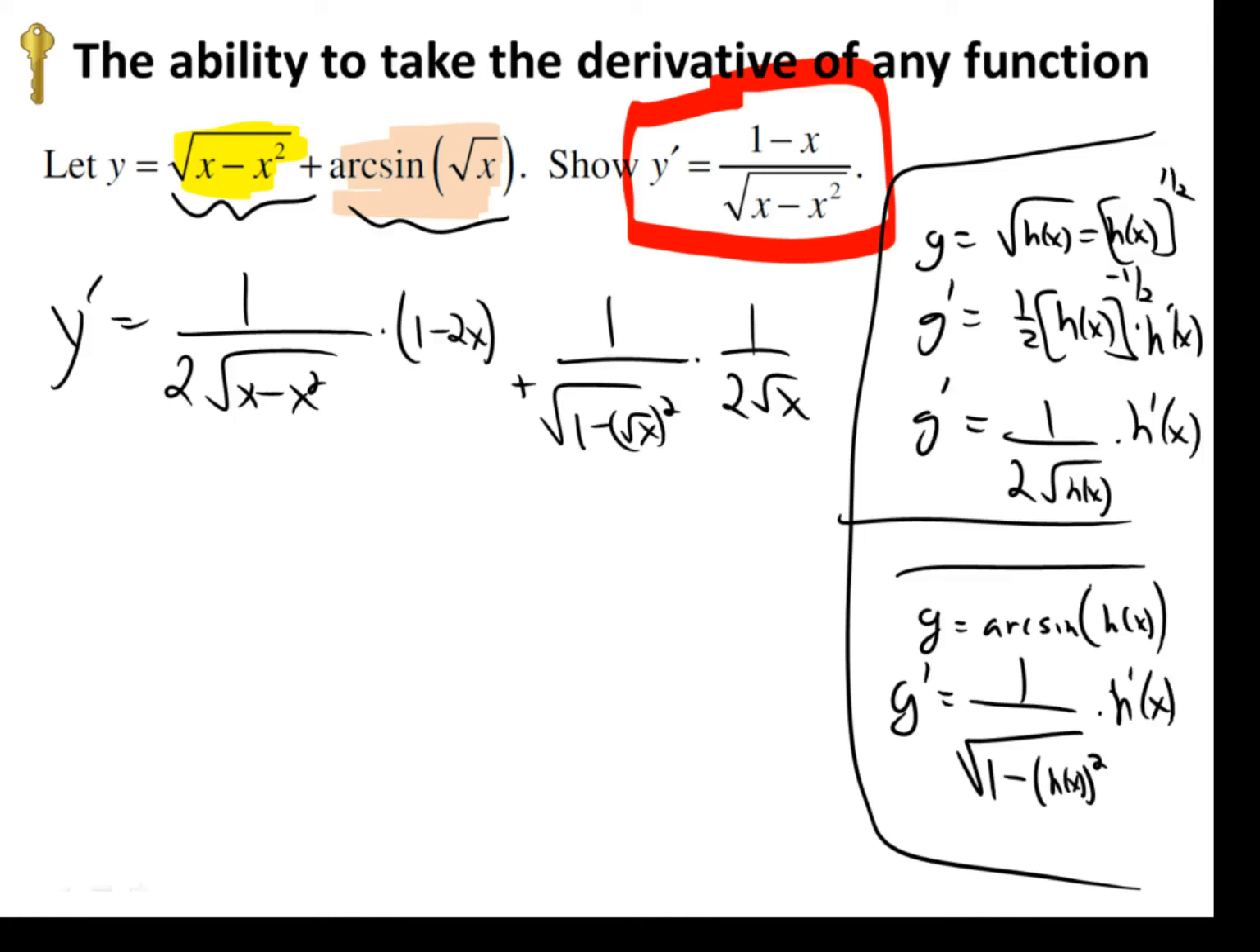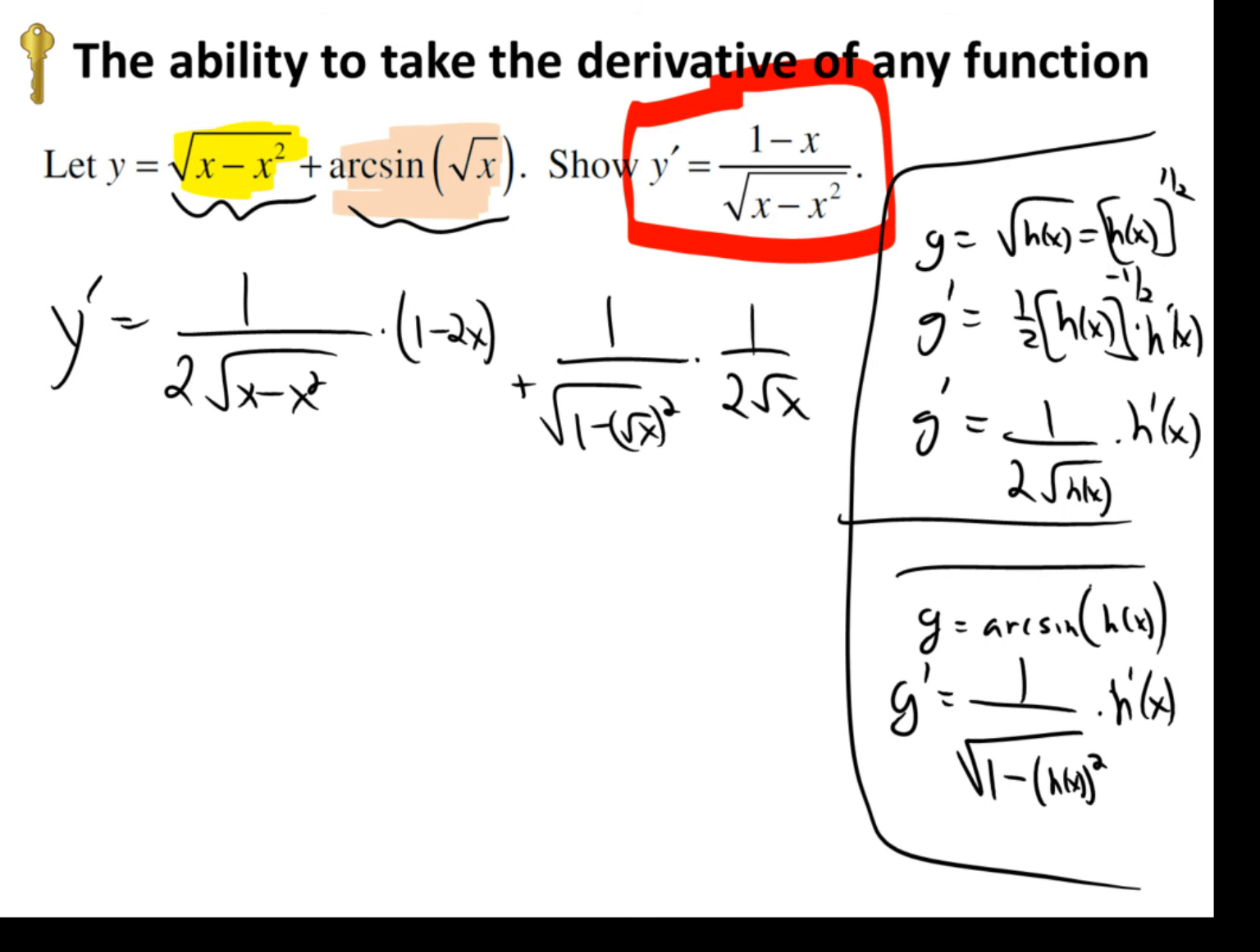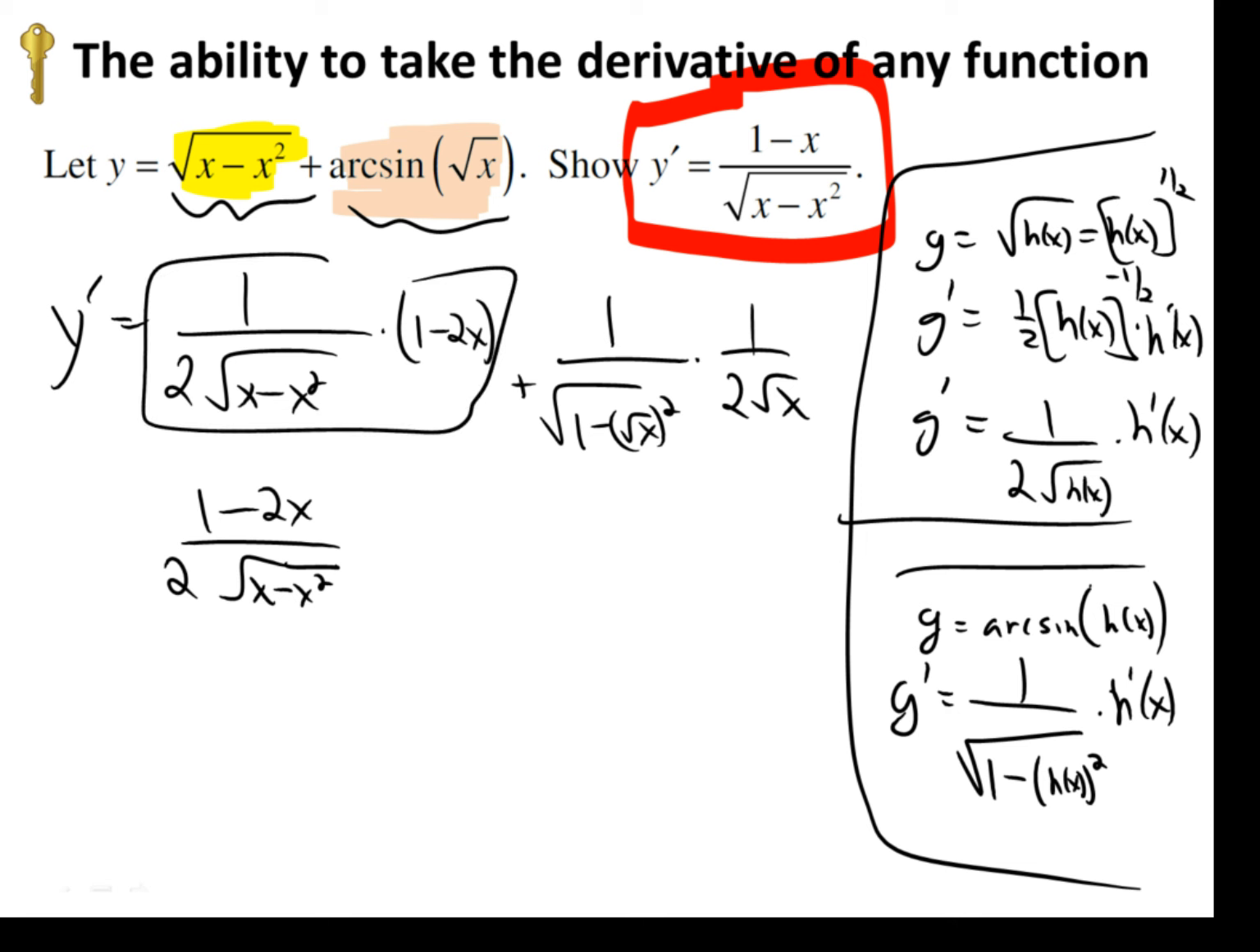Not at all. What are you going to do? Not much you could do to the first one. The first one is exactly 1 minus 2x over 2 root x minus x squared. Nothing you could do to that first one pretty much except for putting the 1 minus 2x in the numerator. Okay, so that part then becomes that.